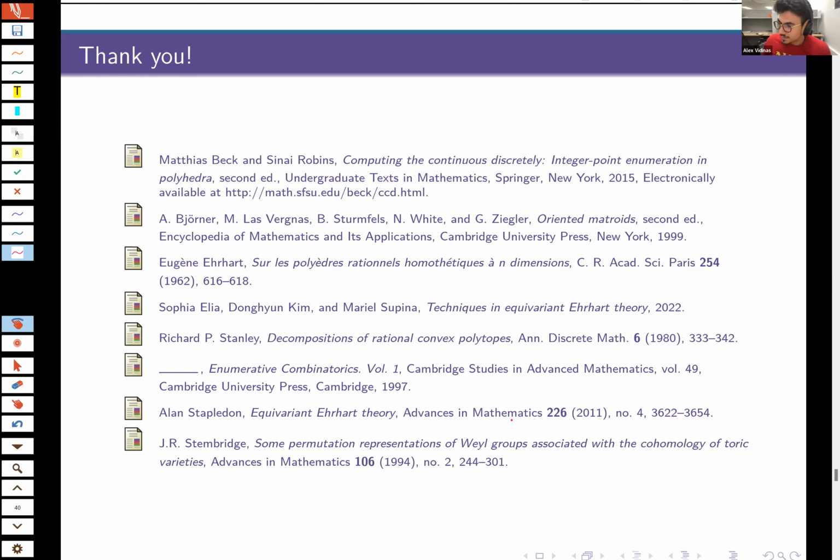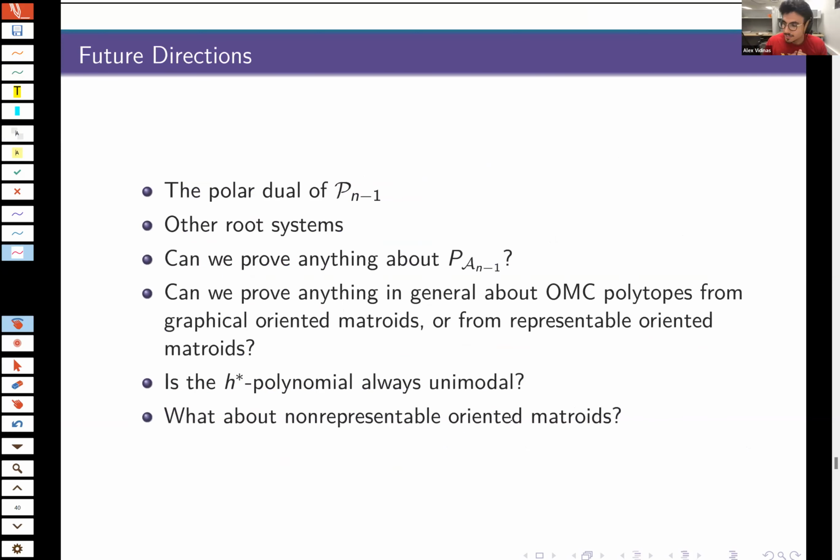So maybe this is included in the other direction slide, I don't know, but have you and Laura perhaps looked at other graphs besides the complete graph? And sort of, I don't know, properties that make their oriented matroid circuit polytopes still like zonotopes, or are there nice digraph properties that mean nice things for the polytope?